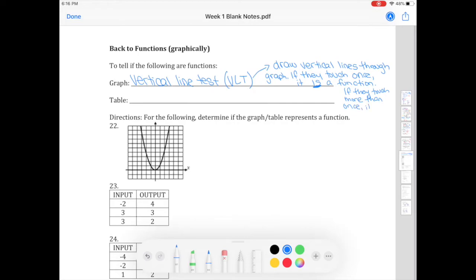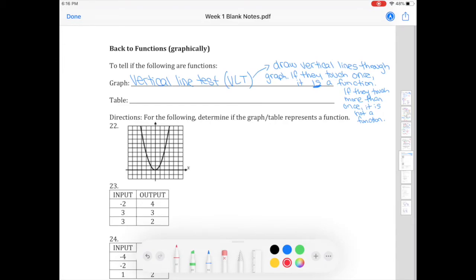If they touch more than once, it is not a function. So keep copying that down. Just kind of stick with me for a second. Pause it if you need to.